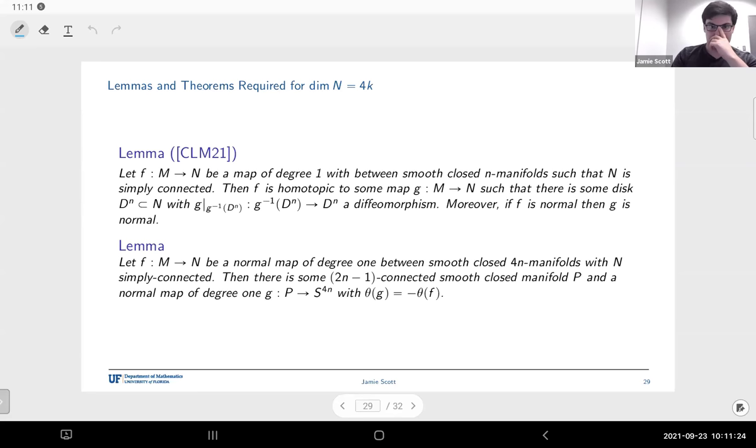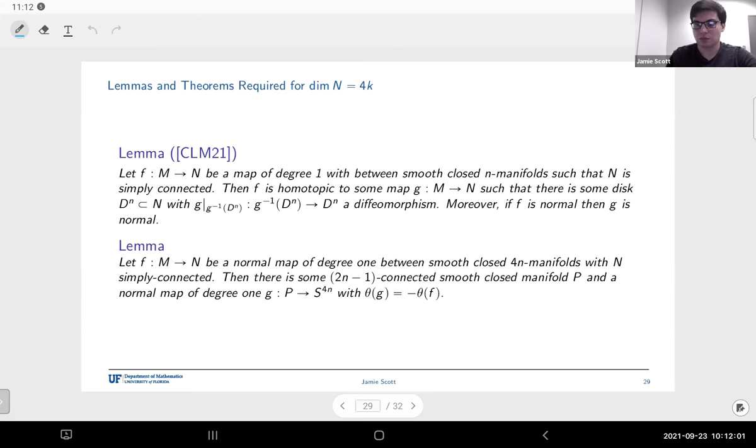And this was extracted from a different proof for something else in the recent surgery book by Crowley, Lück, and Macko, the unpublished one that's online. And instead of the simply connected assumption, they had the assumption that F was a 2-equivalence. So basically we have an isomorphism on fundamental groups. But in my case, since I had my codomain simply connected already, it was easier to use this lemma.